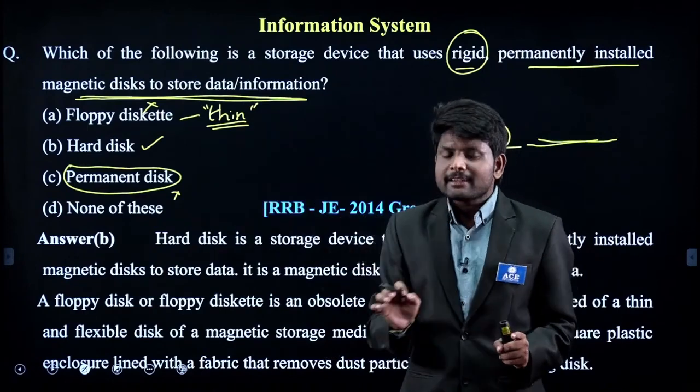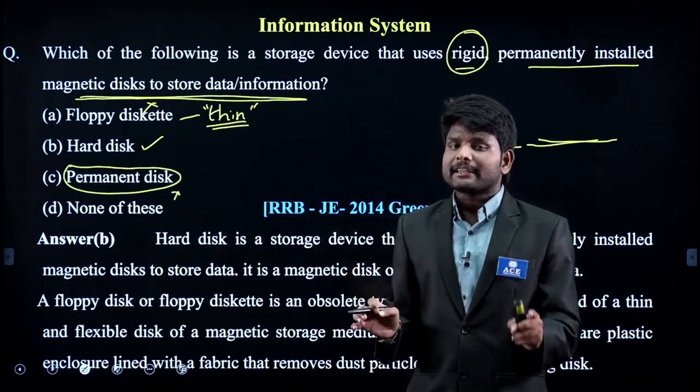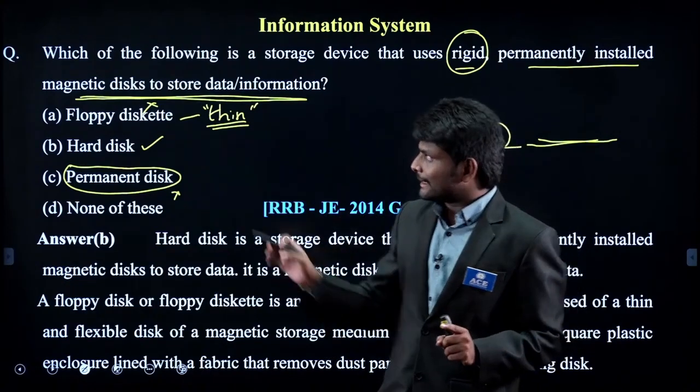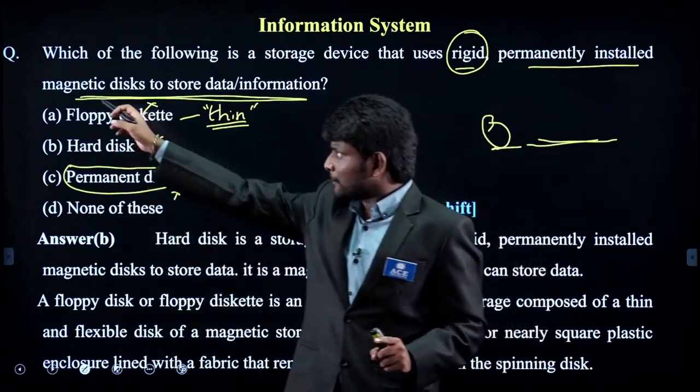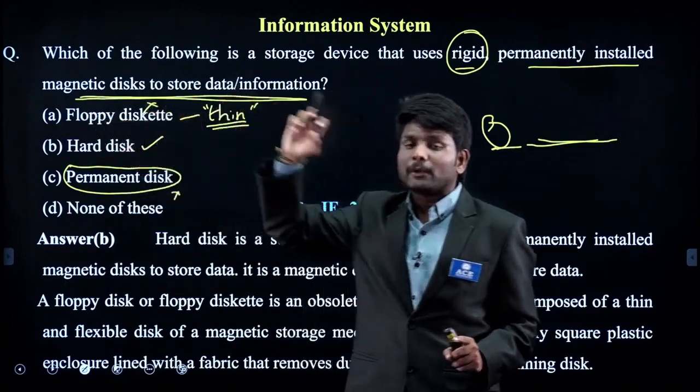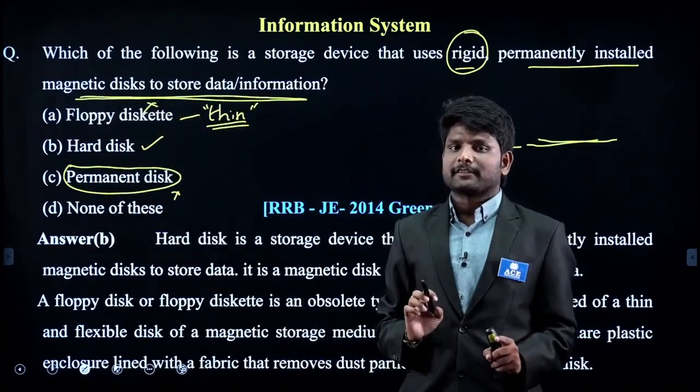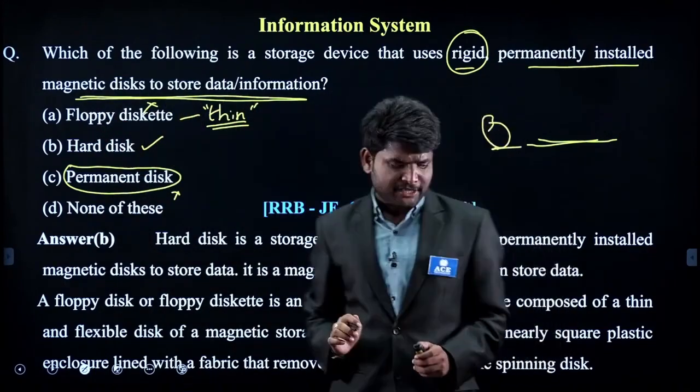They are not repeating the same question, but they are repeating questions from the same topic. So this year they have asked a question related to hard disk. So try to explore definitions of the other options also. Then only you will be able to answer next year's questions. Fine. Let us go to the next question.